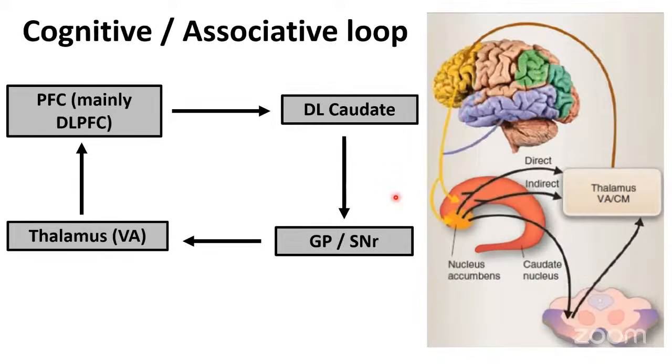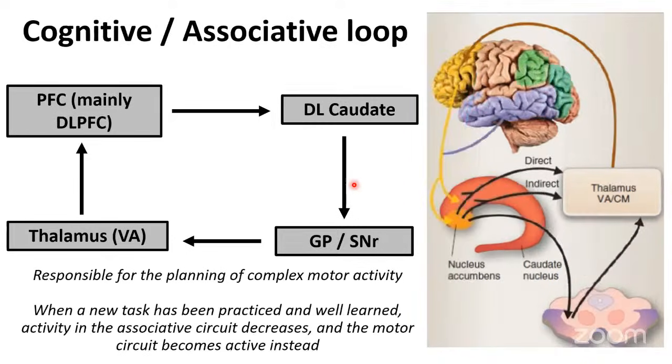Next is the cognitive and associative loop. From the dorsolateral prefrontal cortex, the impulses go to the caudate, and from there to the globus pallidus interna and substantia nigra pars reticulata, and from there to the thalamus, and then again to the dorsolateral prefrontal cortex. So it has a role in the planning of complex motor activities.